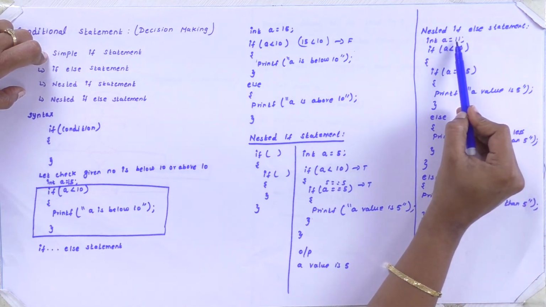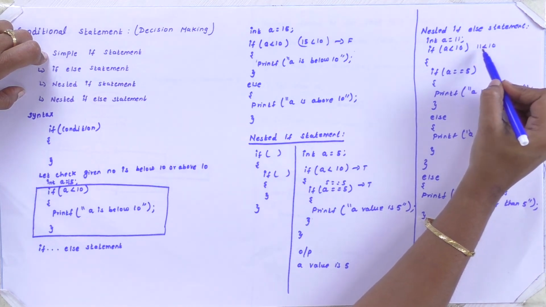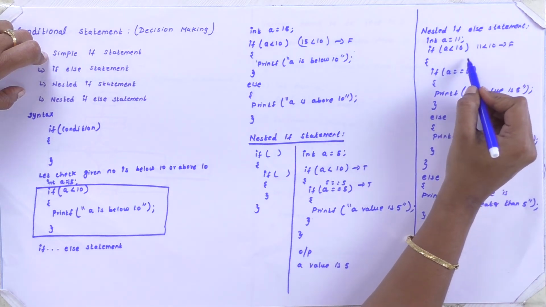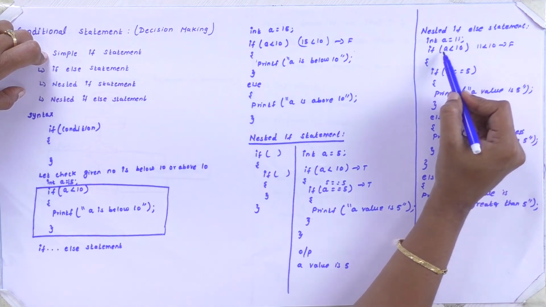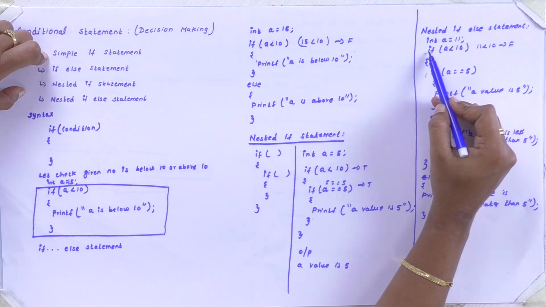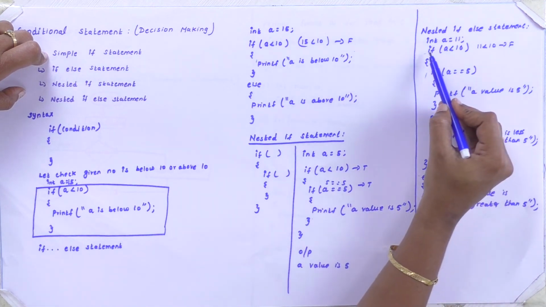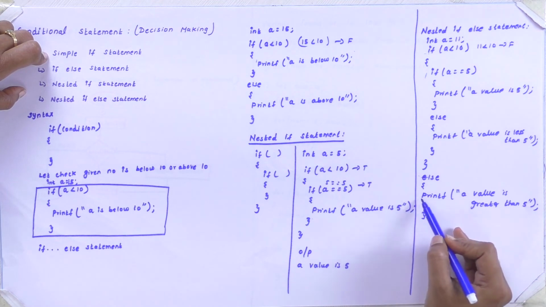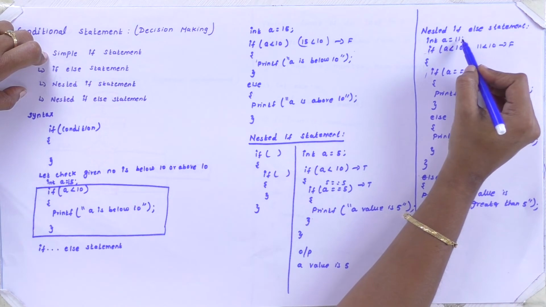So int a equal to 11 means 11 less than 10 will be checked. This condition is false, so it does not go into this if condition, because when the condition is false it does not enter into this condition. It will automatically check whether this if condition has a respective else condition. Yes, it has an else statement for this if condition, so it will print a value is greater than 5.